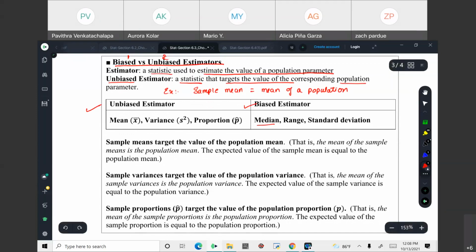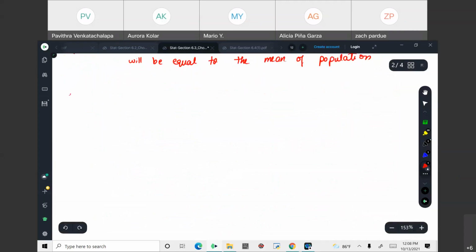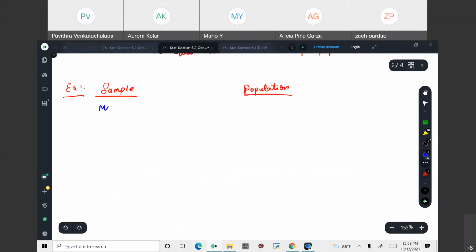Now, the median, range, and standard deviation of a sample will not be equal to the median of the population. Both numbers will not be the same. For example, I'm just talking about the sample here. I have sample and population. If I say here the median is 2, here the median will be different because this is the entire population.